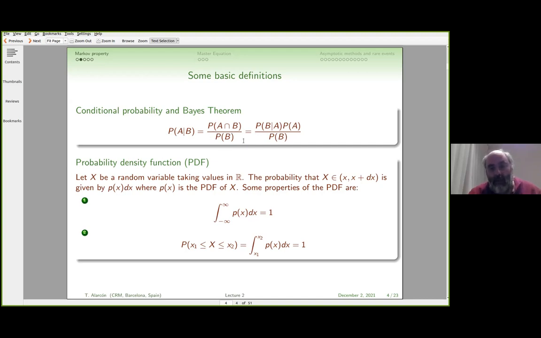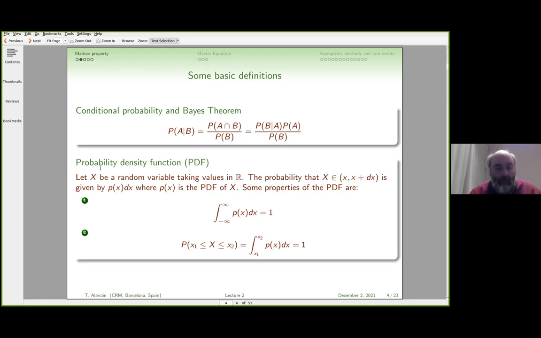Very close to this concept of conditional probability is Bayes' theorem, however this is pronounced in English, that tells us that the conditional probability of A given B can be written in terms of the probability of B given A, just using this result. So this second equality here is Bayes' theorem, and we will use that later.